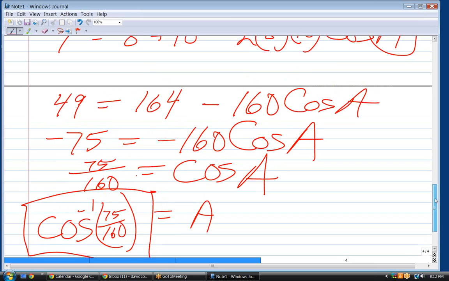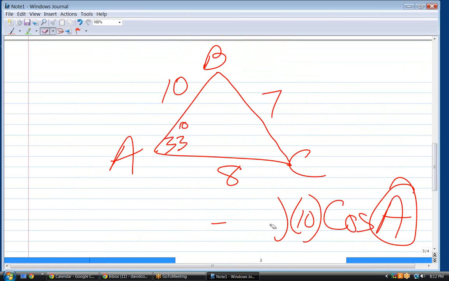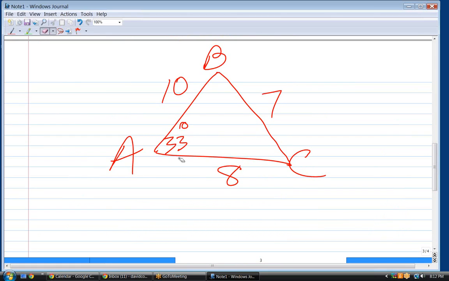Once we solve for that angle, let's say it's 33 degrees. Now we finish the problem using the law of sines, because now we have that one relationship. We have an angle and we have its opposite side. So I can solve for angle B or angle C using the law of sines. Now, there would still be only one variable.